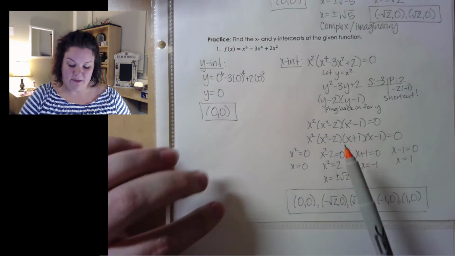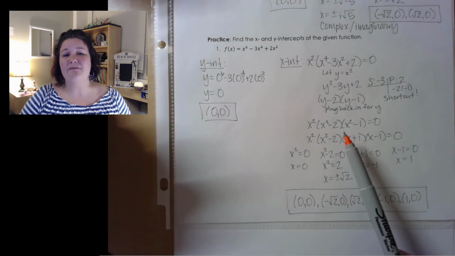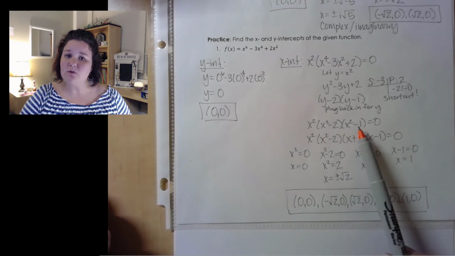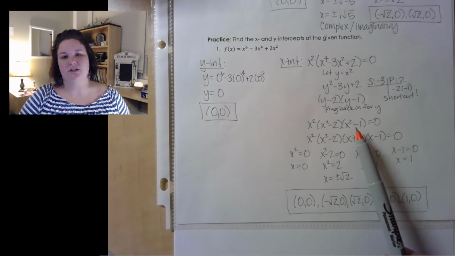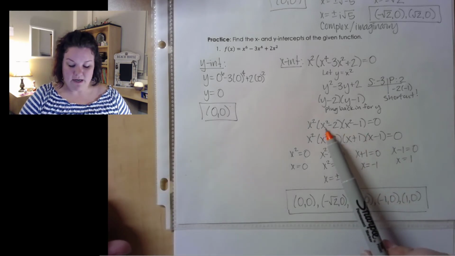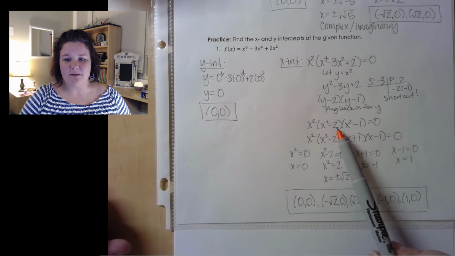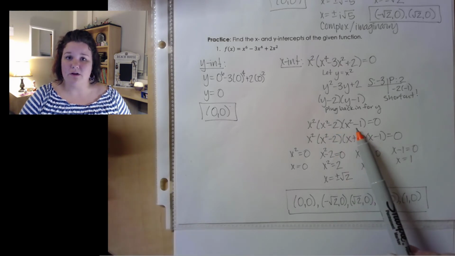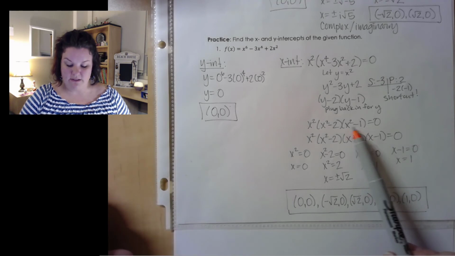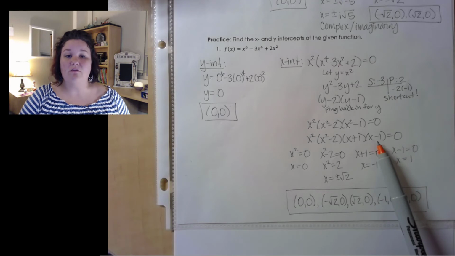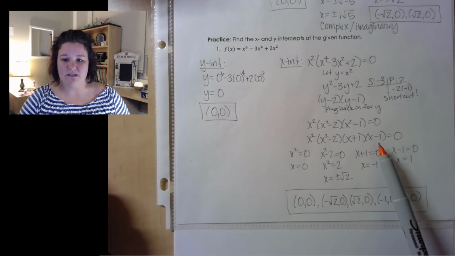All right, and then from here, I always check to see if I can factor it further. Even though both of these can be solved using the square root property, I always look just to see if there's maybe a difference of squares. So x squared minus 2 is not a difference of squares, so I'm going to leave it the same. But x squared minus 1 is a difference of squares, right? So this one will factor into x plus 1 times x minus 1, and then we just solve all of our factors by setting them equal to 0.